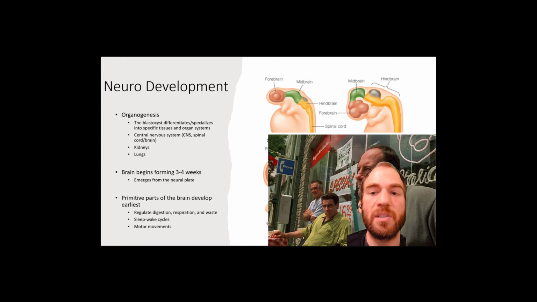It begins this process of specialization. It differentiates. So it goes from individual cells to, okay, now these are, I'm just making up something, these are the motor cortex cells, these are the prefrontal cortex cells, etc. So we're seeing increased specialization. And the parts of the brain that regulate the most basic parts of what you need to be alive, aka breathing, digestion, waste, develop first.